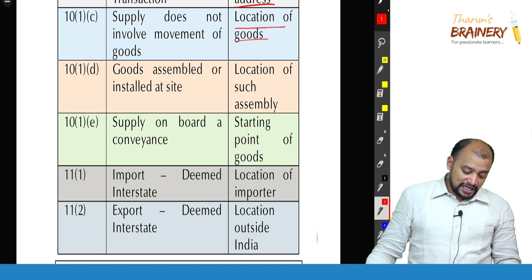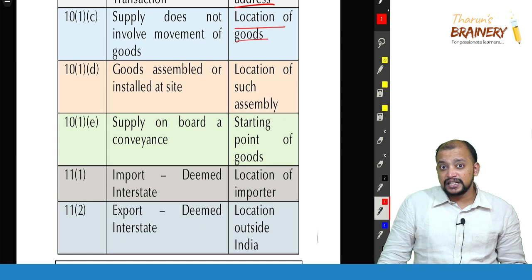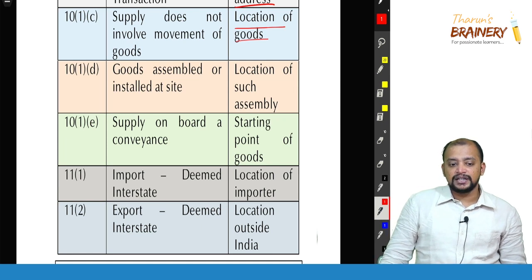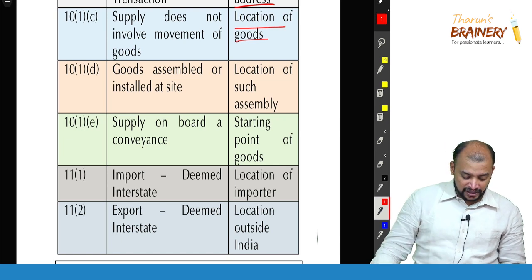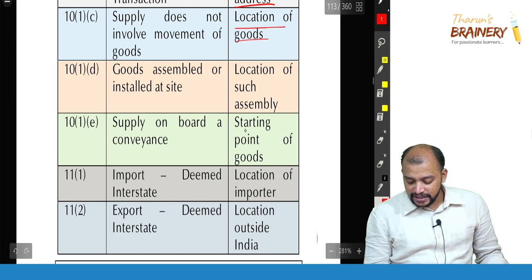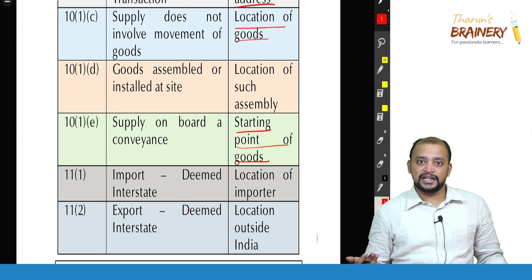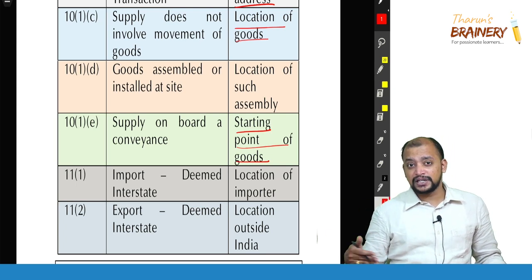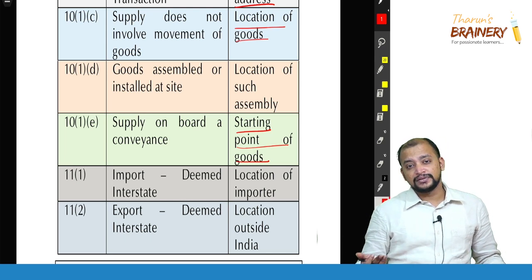Now what will be taken as a place of supply with respect to supply of goods on board a conveyance? Is it Chennai or Kochi? Can you please tell me? What will be taken as the place of supply? Kochi will be taken as the place of supply. Why? Because the starting point of the goods will be taken. So here the starting point of the goods is Cochin. Suppose if the goods are loaded in Chennai, Chennai will be taken as the place of supply.